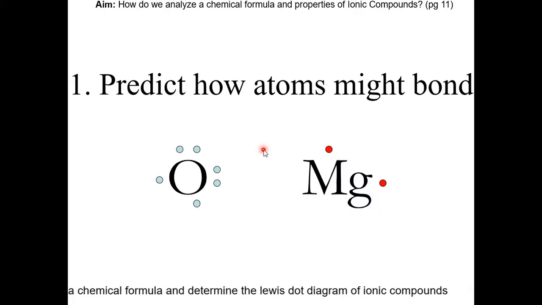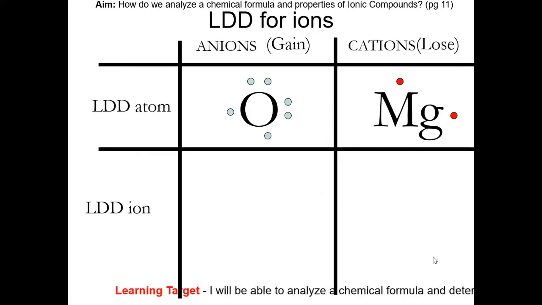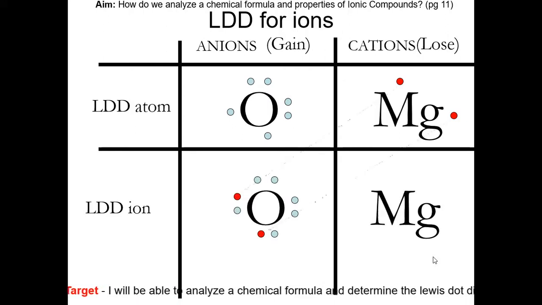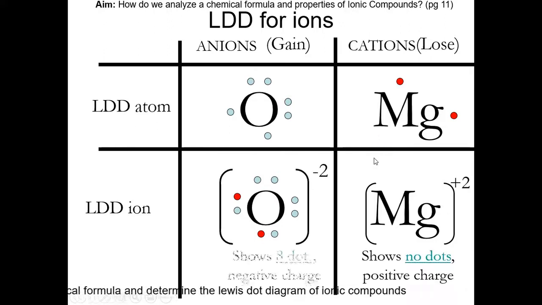So we have to use the octet rule. Since oxygen has 6, it's going to gain 2, and magnesium is going to lose 2. So 2 electrons from magnesium are going to transfer to oxygen. And when that happens, oxygen and magnesium will become ions. When magnesium loses those 2 electrons, it becomes a positive 2 ion. Since oxygen gained 2 electrons from magnesium, it's a minus 2 ion.